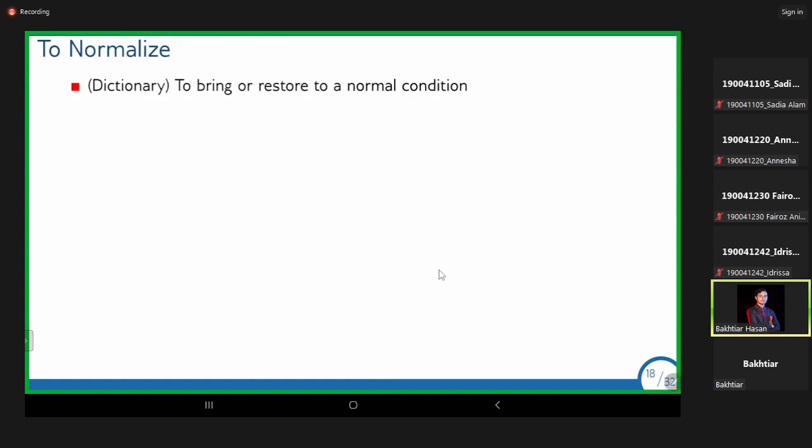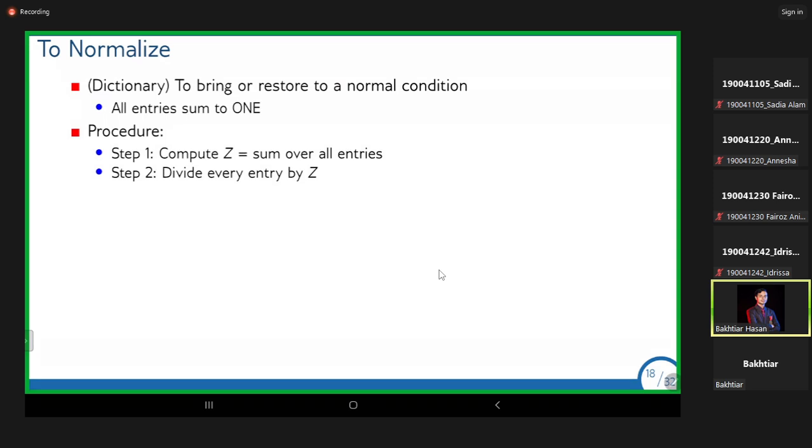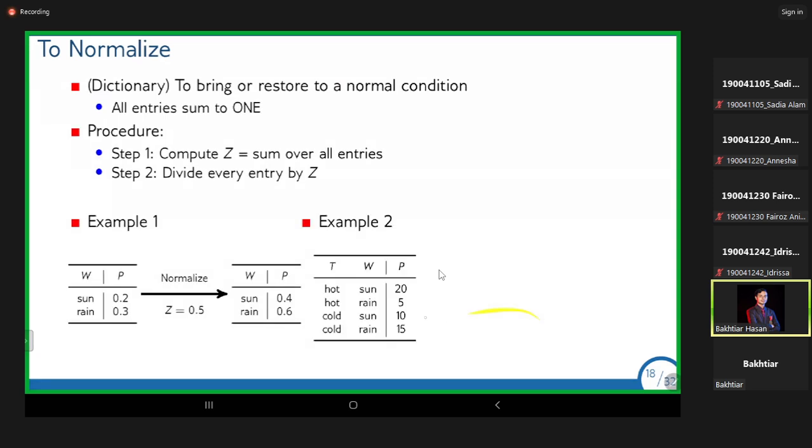So to formalize, the dictionary definition of the term normalize is to bring or restore to a stable or normal condition. So that happy normal condition that we are looking for here for the probability is the sum to oneness. We had our joint distributions, they summed up to 1. We removed some rows, they do not sum up to 1 anymore, so we normalize them and they are happy. So we have talked about the entire procedure in detail.